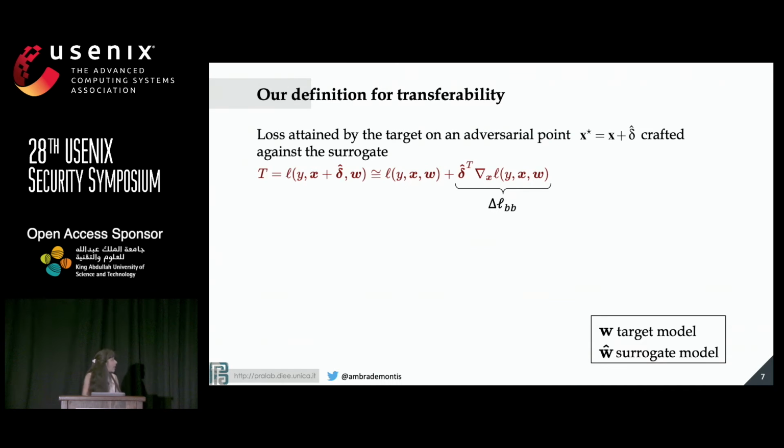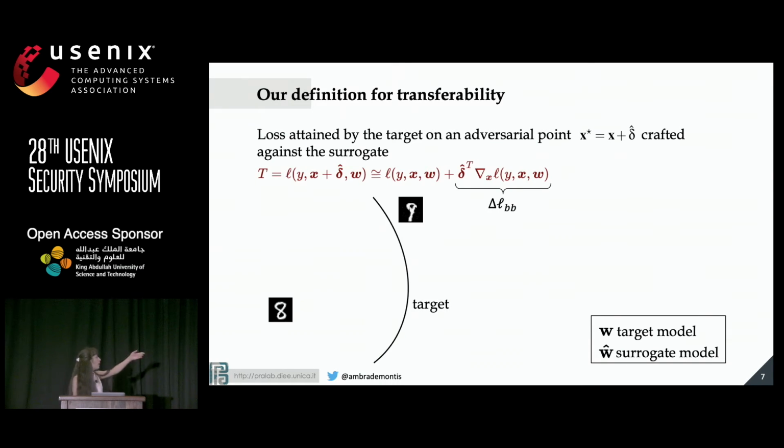So we proposed a definition of transferability, which is the following. We define transferability as the loss achieved by the target classifier, which is parameterized by W, on an adversarial point X star, which is basically a test point X plus a perturbation crafted on the surrogate.